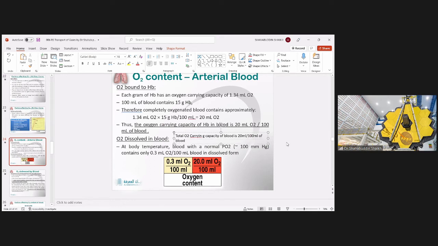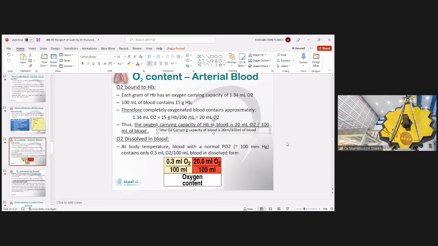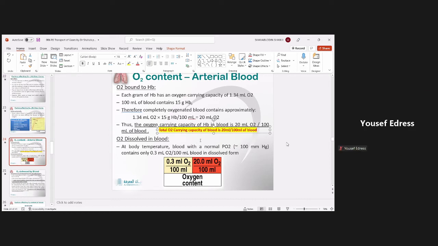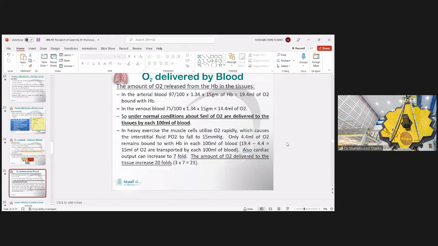Can you remember this? Total O2 carrying capacity of blood is 20 ml of oxygen per 100 ml of blood. Please remember this sentence. Okay, now we come to the next question.